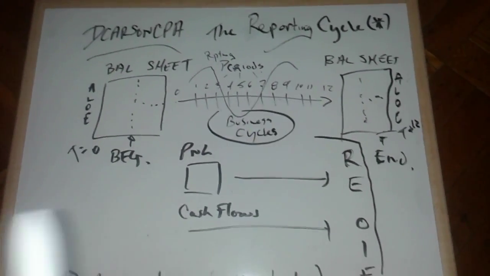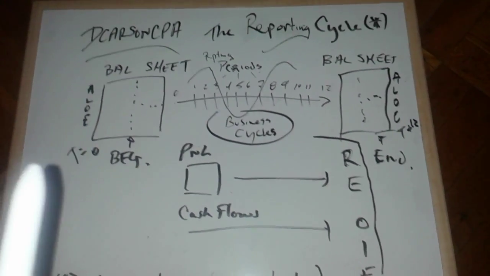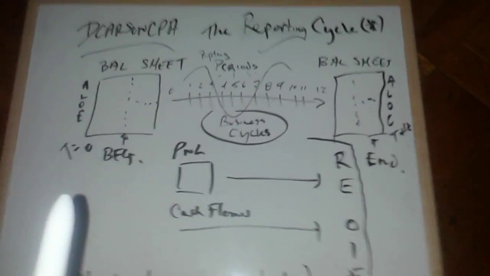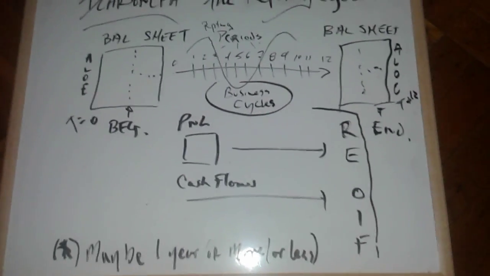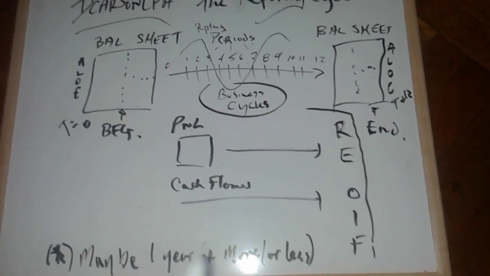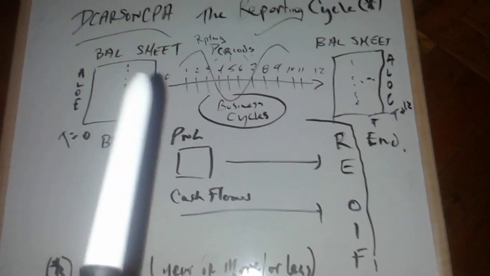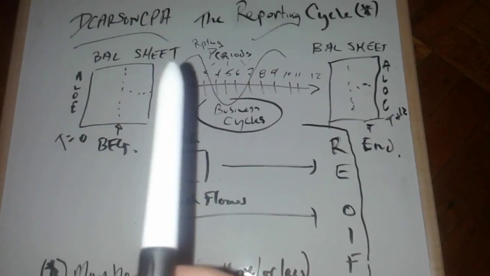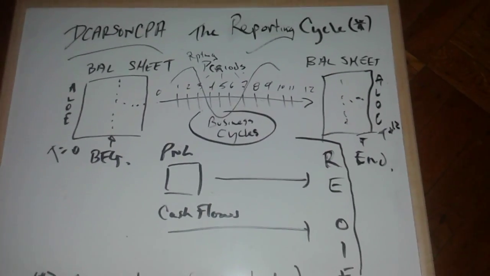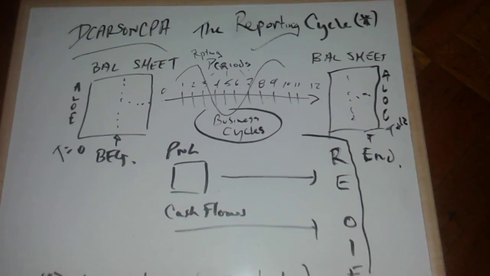DCarsonCPA, the reporting cycle. The reporting cycle is measuring a period from T0 of the balance sheet generation to T12, the balance sheet at the end of the reporting cycle, typically measured in terms of a year, but potentially more or less, and incorporating within it a business cycle or many business cycles and reporting periods, depending on the nature of the line of business and what's at stake.